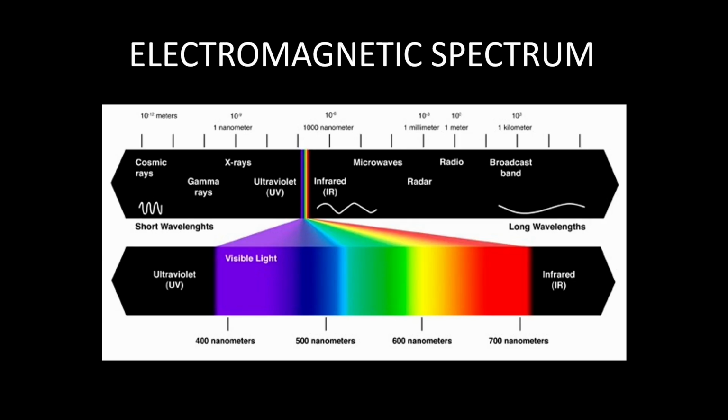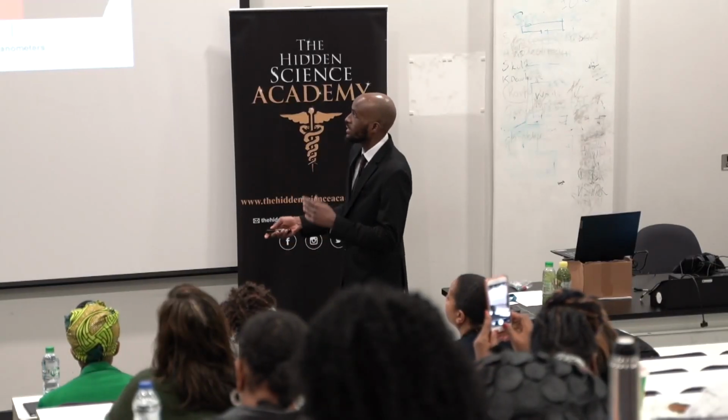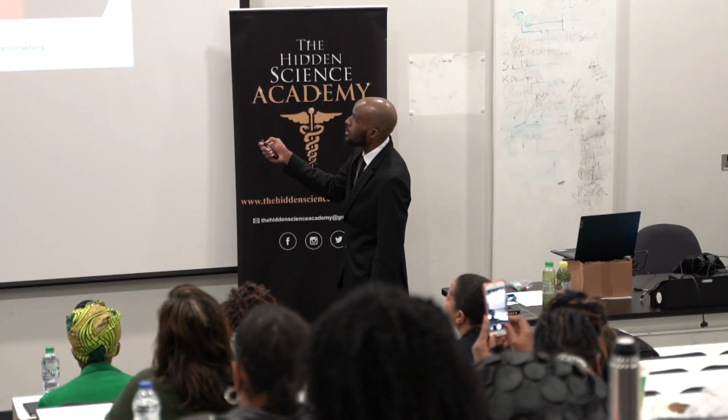So cosmic rays, gamma rays, X-rays, ultraviolet, infrared, microwaves, radio waves, these are all radiation. But remember, anytime there's electricity, there's light, there's heat, there's magnetism. So there's light here as well.